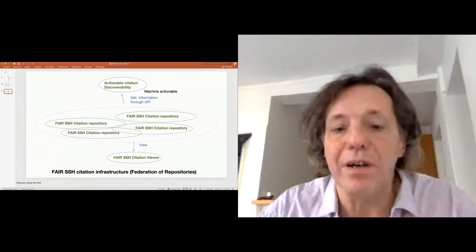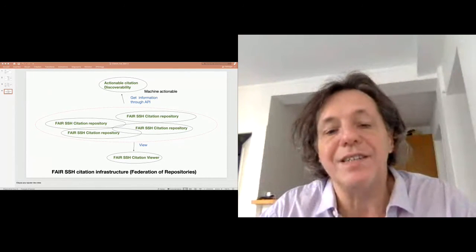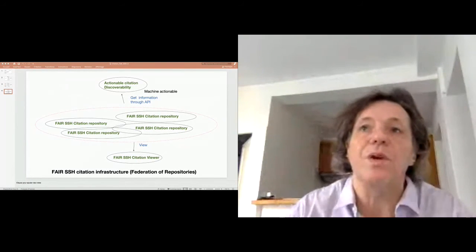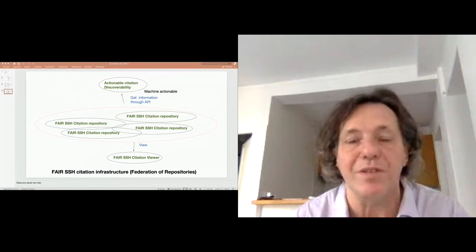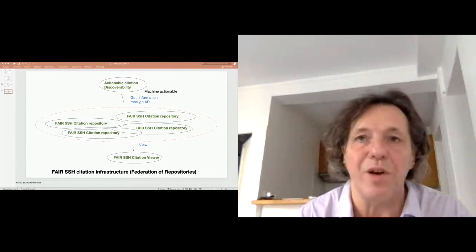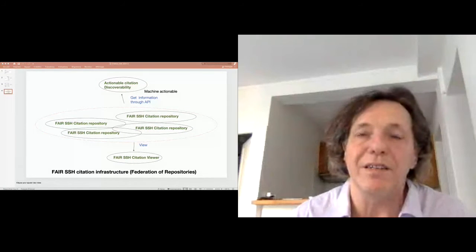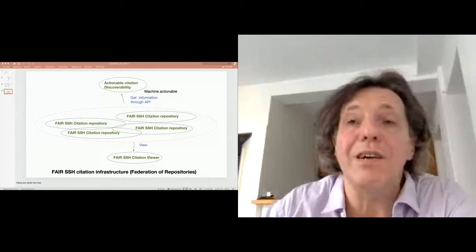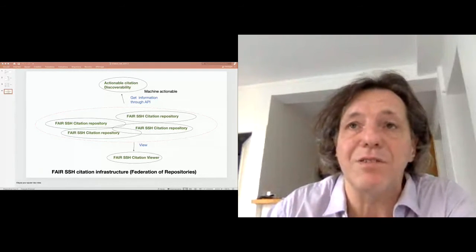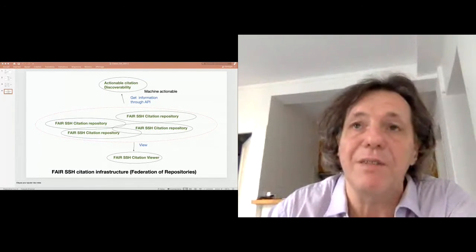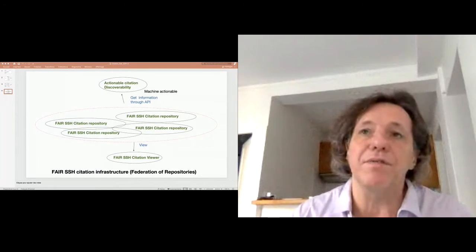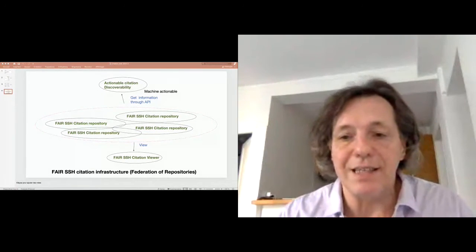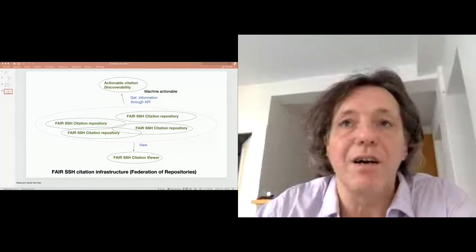And the idea is to have what we call FAIR SSH citation infrastructures. That means that we have these kinds of repositories. They all use the same API. They all use the same way to provide a citation and enriched citation. That means that it's not only metadata associated to a DOI, but something more convenient, more adapted for SSH communities. And that's it. So this is the reason why we are here.